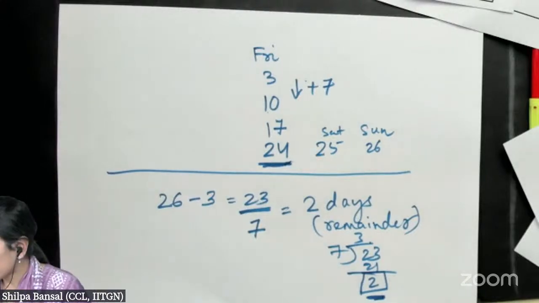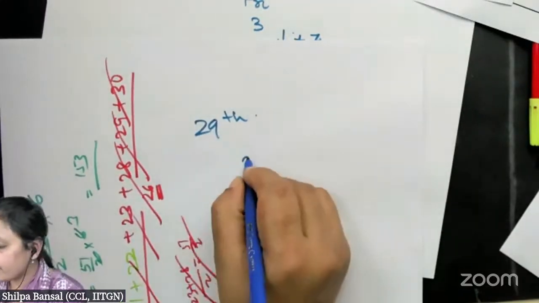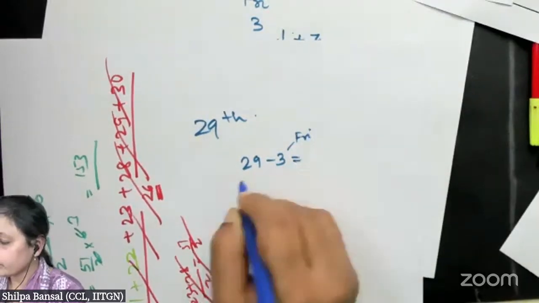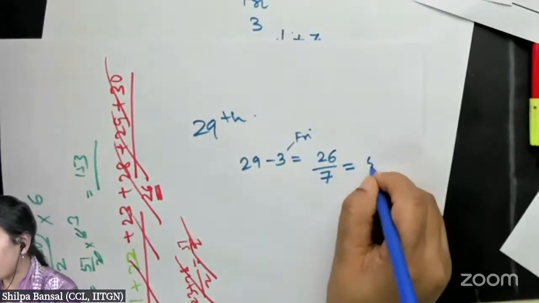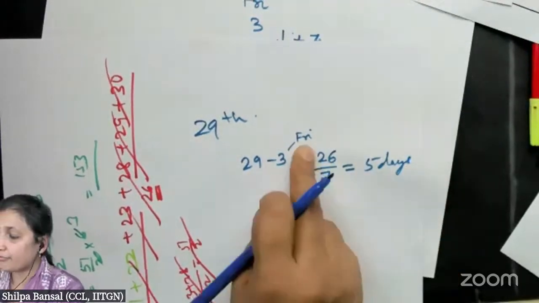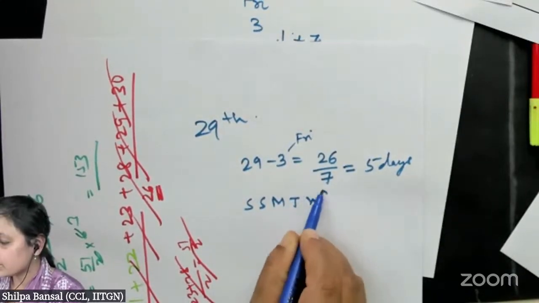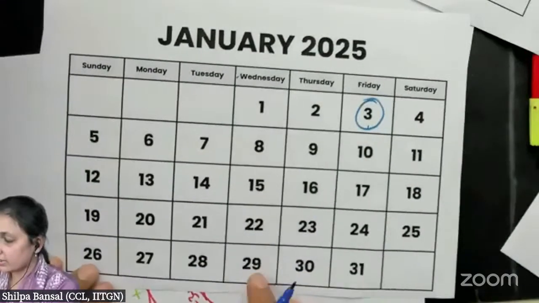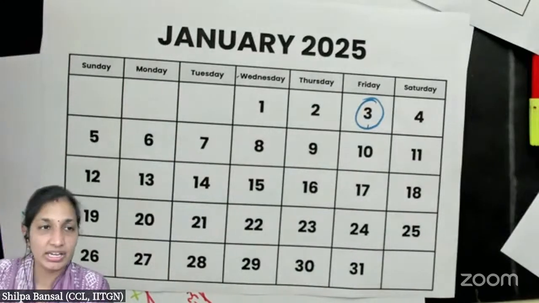So if I would have asked what is 29 of the month, you must have done 29 minus 3 because 3 is Friday. So 26 by 7 and the remainder is 5. So go 5 days away from Friday. Saturday, Sunday, Monday, Tuesday, Wednesday. So 29th will be Wednesday. See, 29th is Wednesday. So difference divided by 7 because we are cutting weeks.